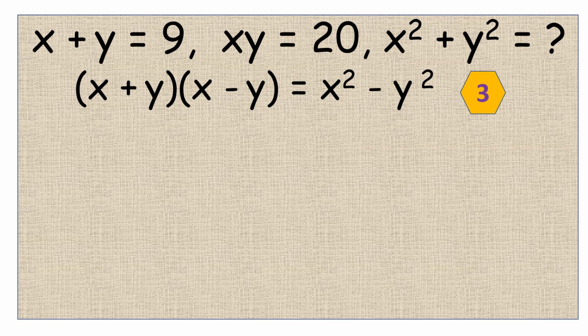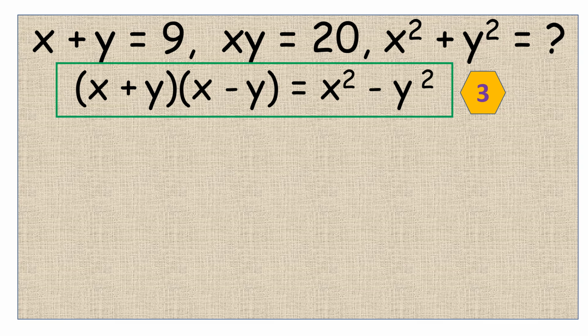So in this equation here, you have x plus y, and in the question you have x plus y, which is 9. You have x minus y. Do we have it here? We don't have anything. So we only have xy is equals to 20. Therefore, we cannot use this equation. So equation 3 will not be applicable for us to use.